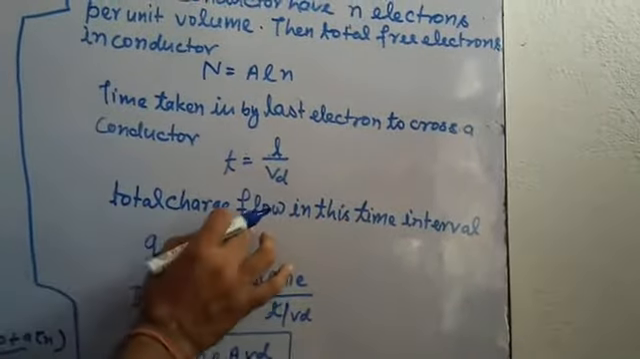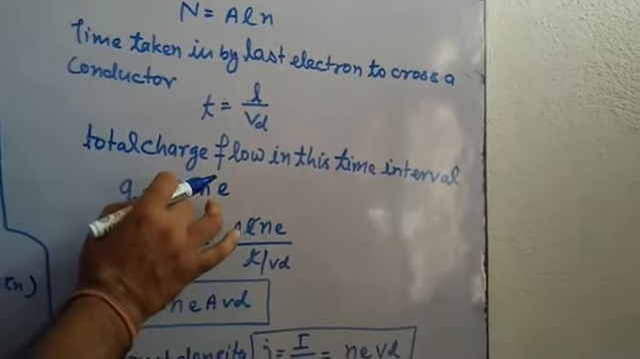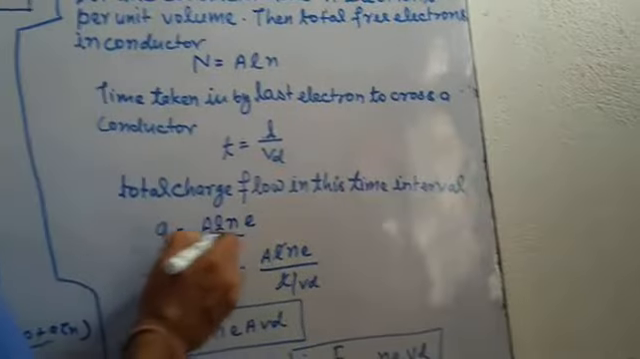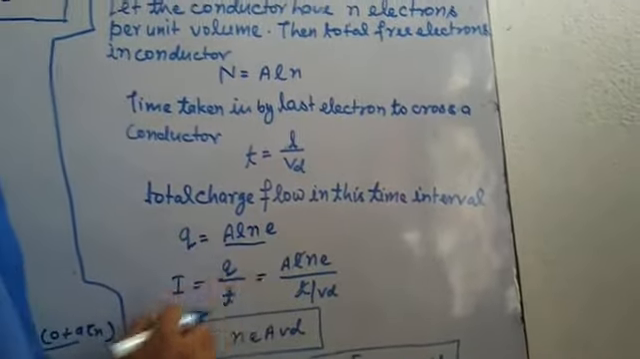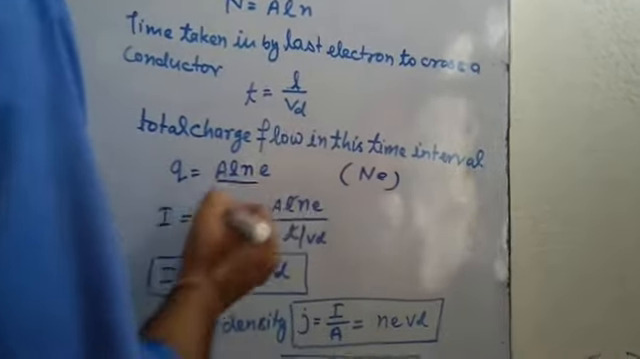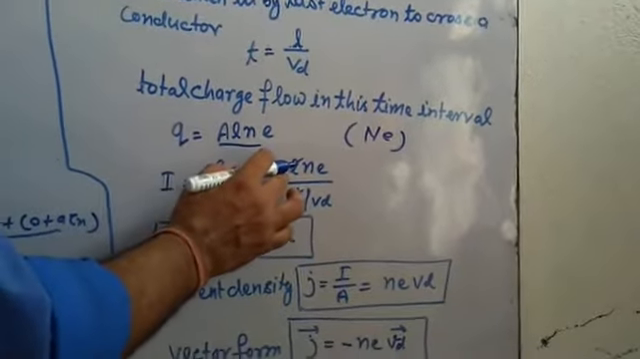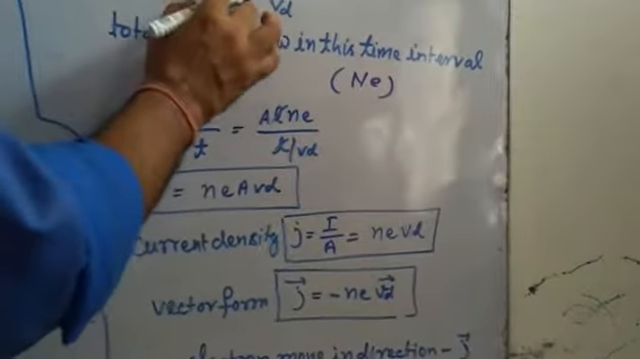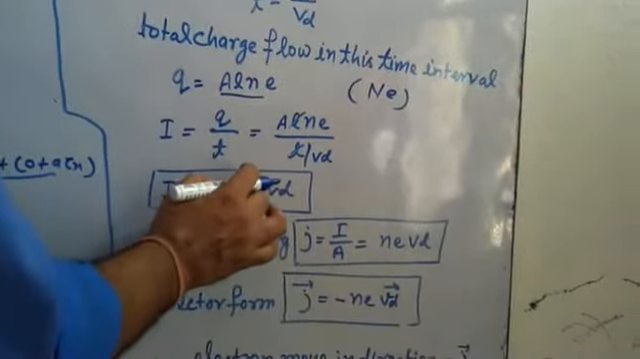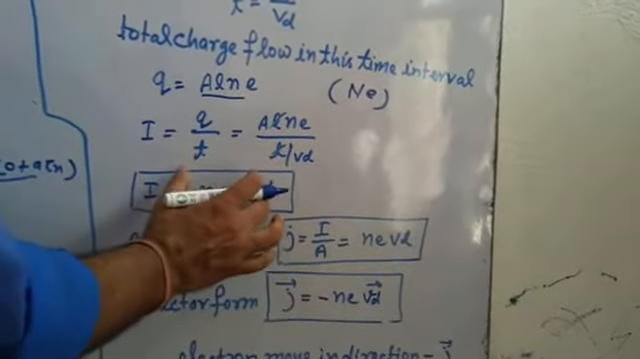The total charge flowing in this time interval Q equal to A L n, the total number of electrons, capital N, into the charge on each electron, that is N into e. Here I equal to Q by T, equal to A L n e upon T, which is L by Vd. L cancels, so I equal to n e A Vd. This is the relation between the current and drift velocity.